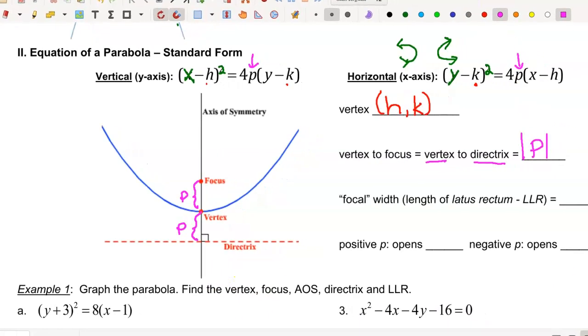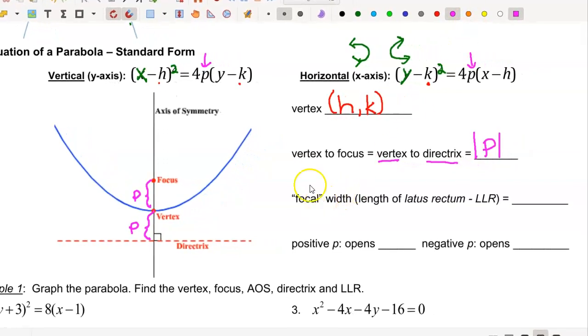Now we have this other part here, the focal width. So that goes from all the way across here. From here, all the way across. So that's the focal width. And that every single time is 4 times P. 4P. The distance, so we'll say absolute value, but 4P.